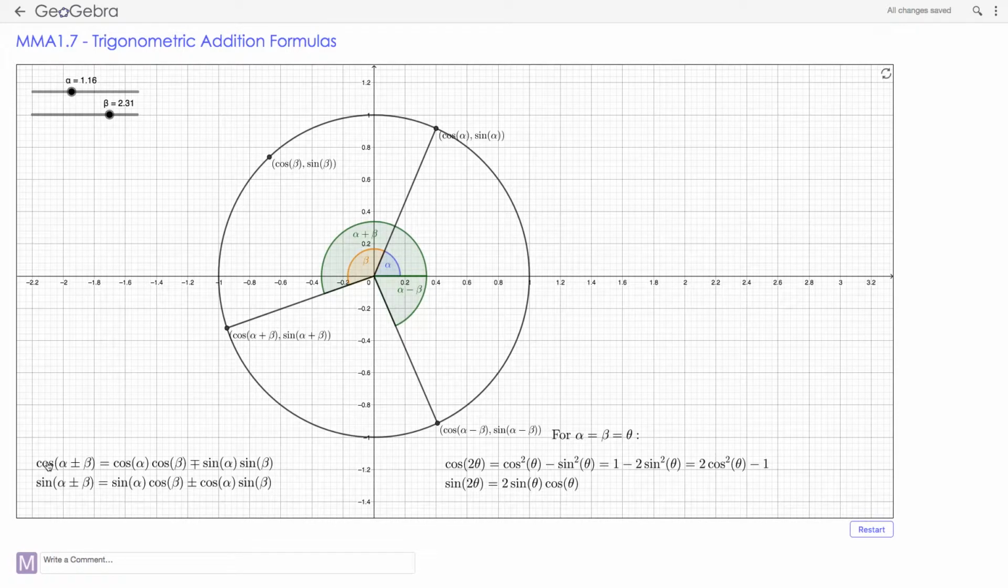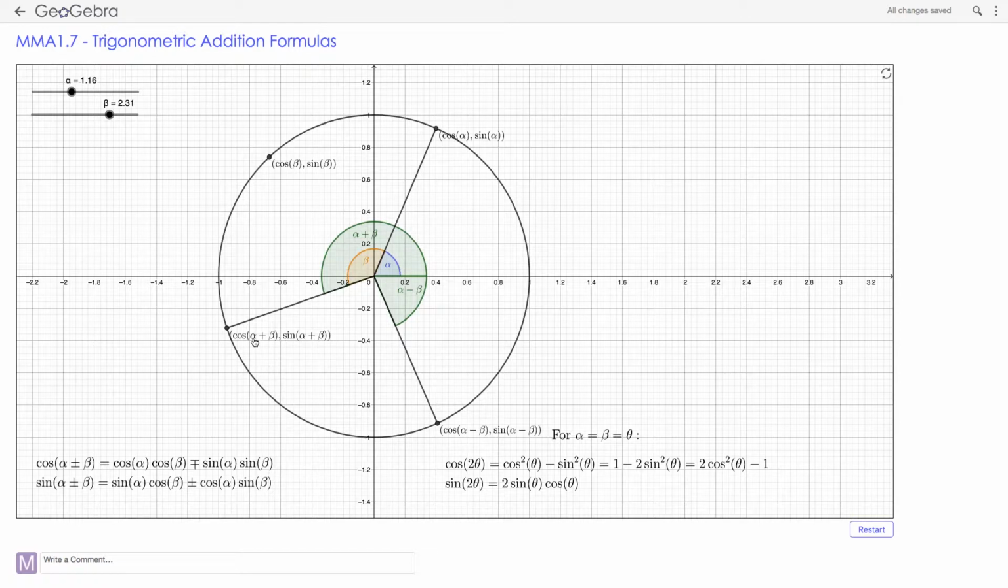So this is just a fact. You won't see any proof of this for now. To calculate this value here, so that number here, you take cosine of alpha, which is that number, times cosine of beta, which is this number, and then you subtract, if you want the plus here, sine of alpha times sine of beta. And then you end up with this x coordinate here.